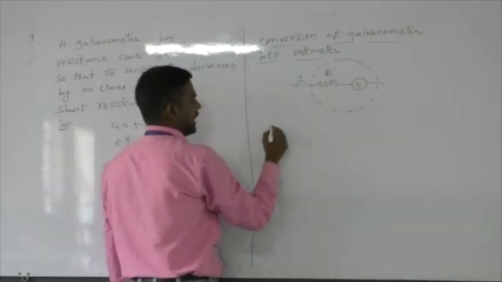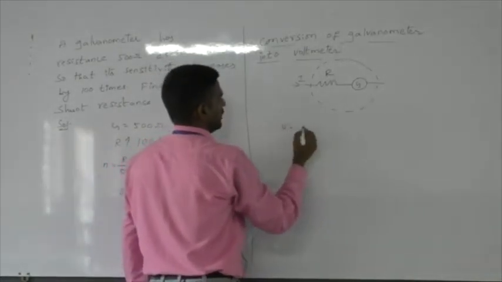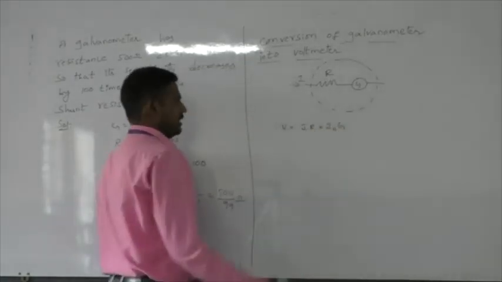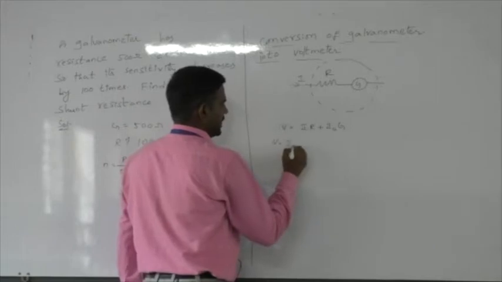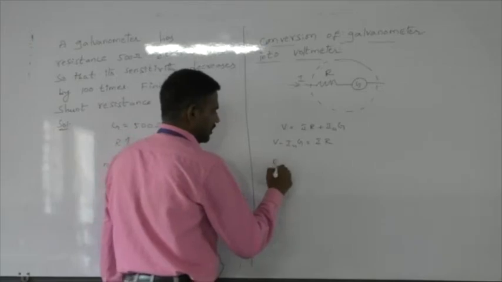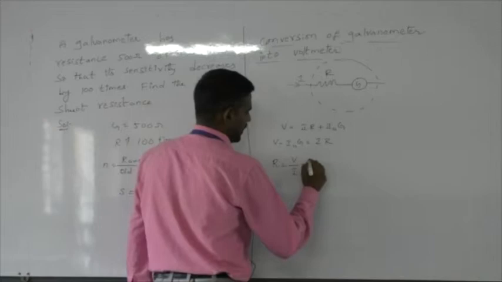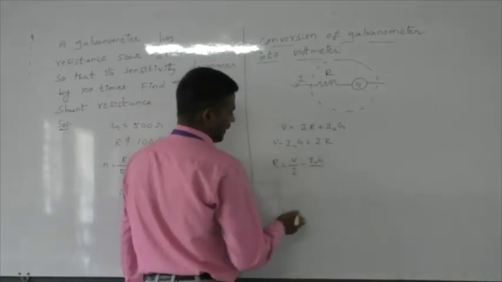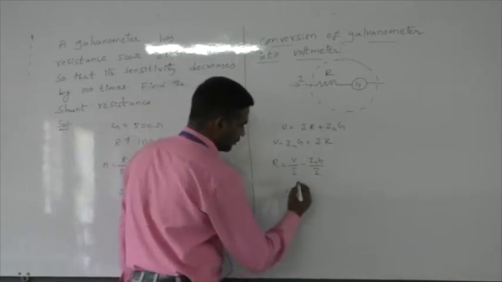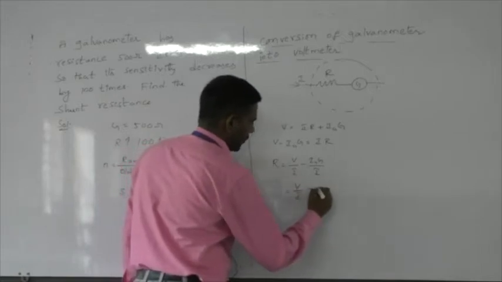Then what can we write? V can be written as I into R plus Ig into capital G. Now further, V minus Ig into G can be written as I into R. In other words, what is R? R is nothing but V divided by I minus Ig into capital G divided by I.